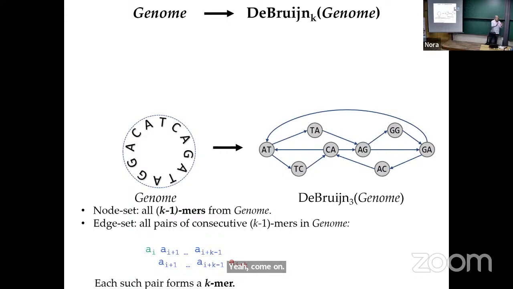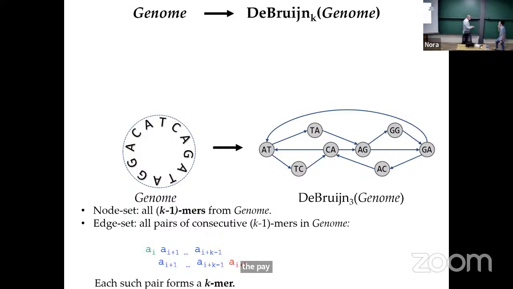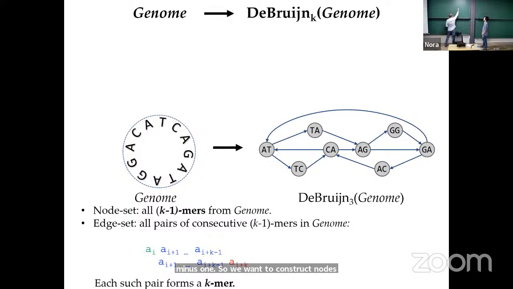So if I give you a genome and a parameter k-mer size, how do we construct the De Bruijn graph? Okay, I will produce the k-1 mers, and so we will construct nodes that correspond to k-1 mers, right?